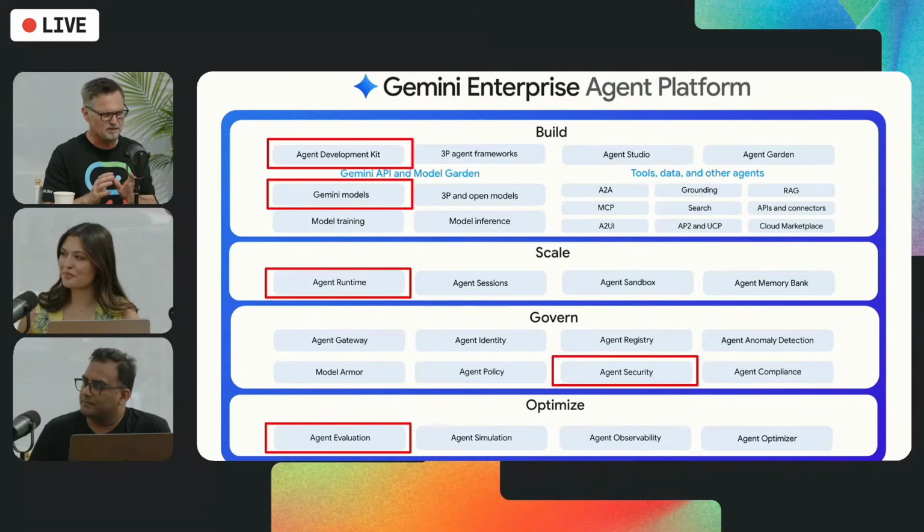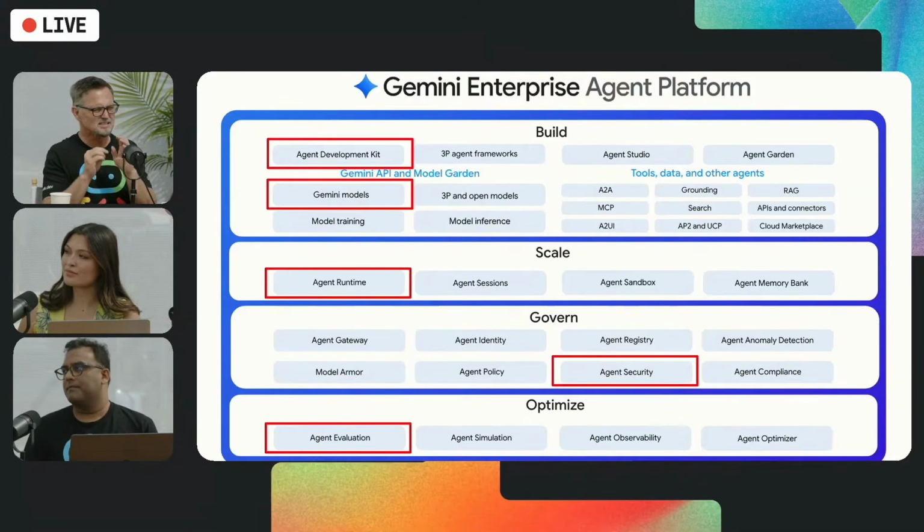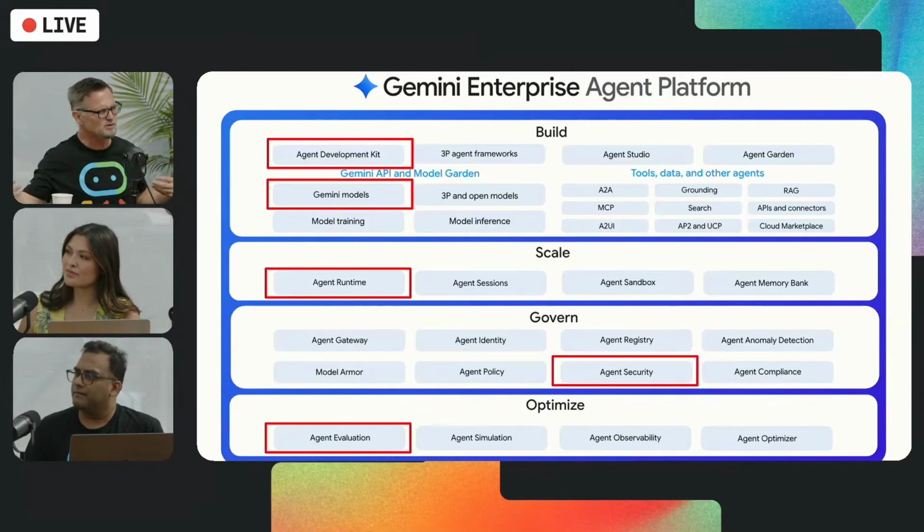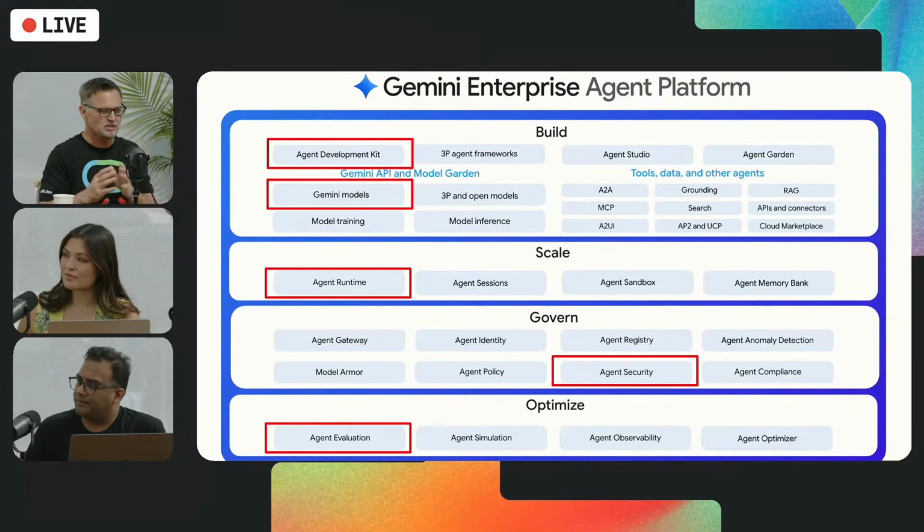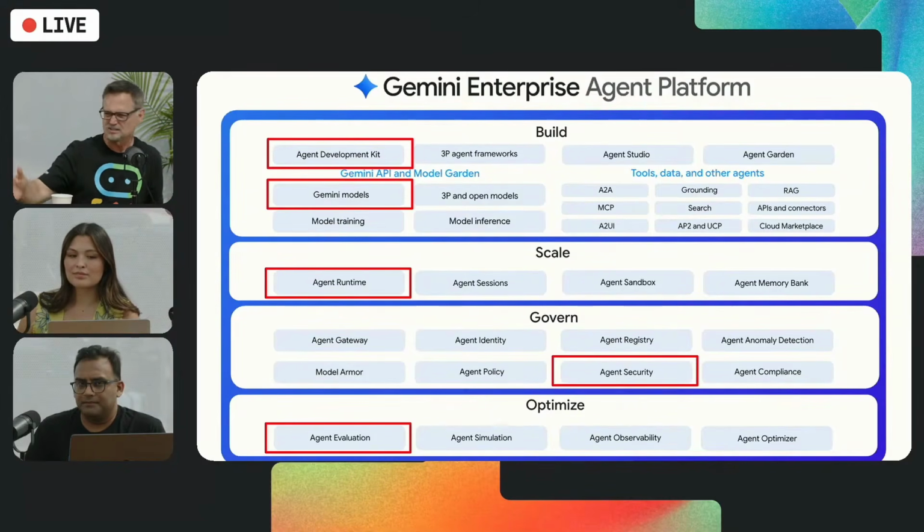Now, most people, I think, focus in on the build piece. That's the part that really gets a lot of attention. But I think the scale, govern, and optimize is going to be, as we go into the future, even more important. So let's talk about the things that we highlighted in red for the audience. So, Katie, can you talk about the Gemini models, the Google models?